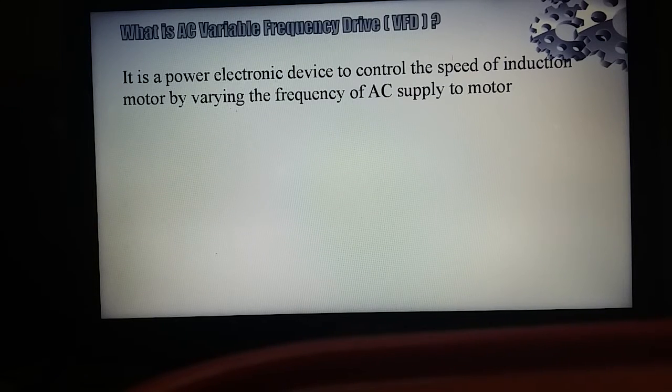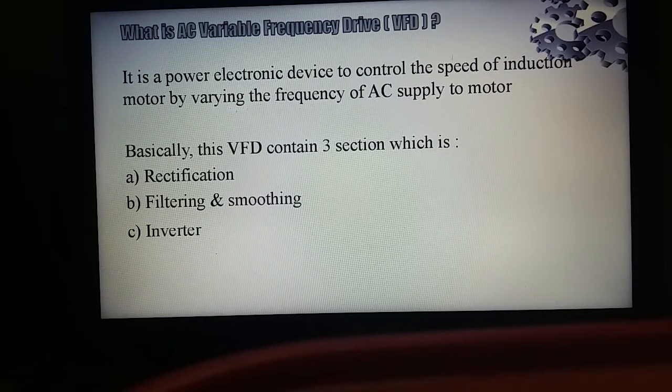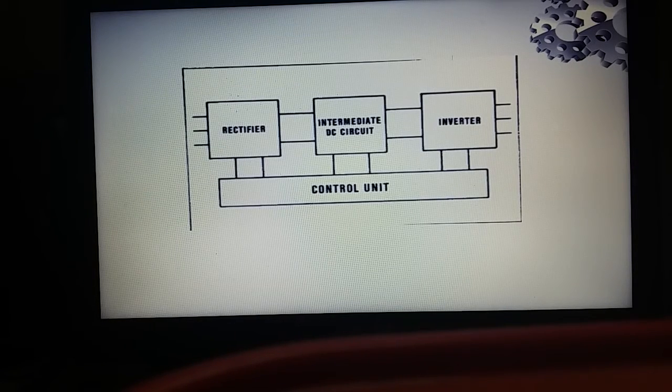So, first of all, what is an AC Variable Frequency Drive? It is a power electronic device to control the speed of an induction motor by varying the frequency of the AC supply to the motor. Basically, this VFD contains 3 sections: rectification, filtering and smoothing, and the last stage is the inverter. This is the diagram of the VFD, where the 3 sections are controlled by the control unit.